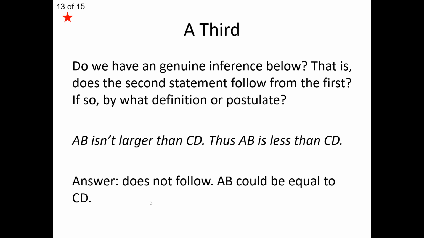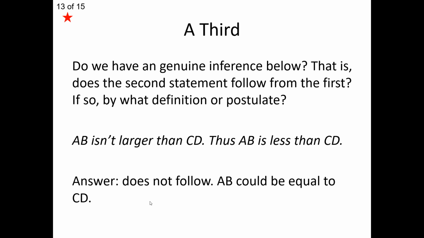So the conclusion I made in my inference is not 100% correct, which means it is not a proper inference. I cannot say that just because AB isn't greater than CD, I immediately know that AB is less than CD. In fact, I have two other possibilities. Why? Because of the law of trichotomy. The law of trichotomy says that AB and CD have three possible relationships: AB is greater than, less than, or equal to CD.